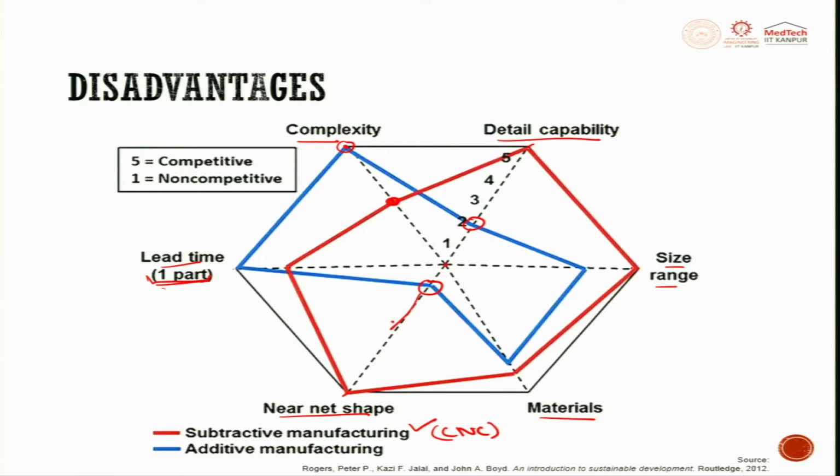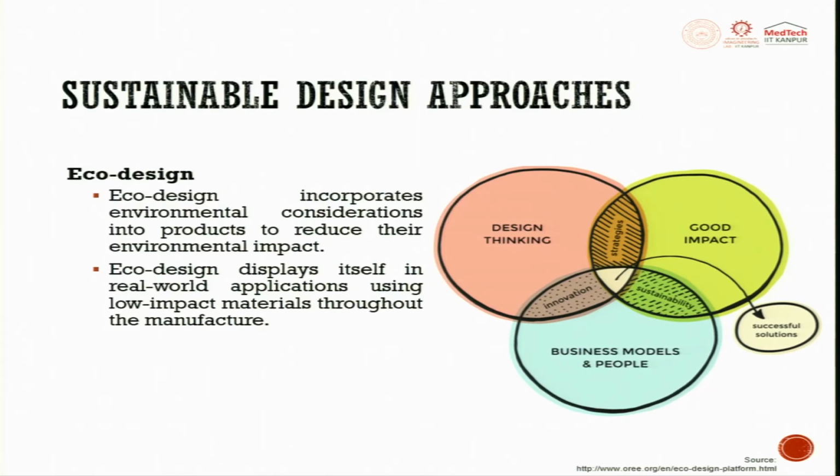Now we have improved these processes or these factors as well. Now eco-design, as I mentioned, tends to maximize the benefits in the design and tries to minimize the environmental impact. So this incorporates environmental considerations into products to reduce their environmental impact. Eco-design displays itself in real world applications using low impact material throughout the manufacture.